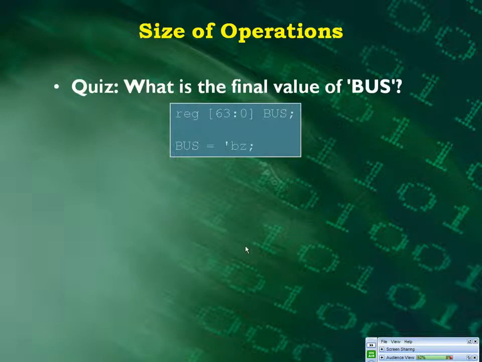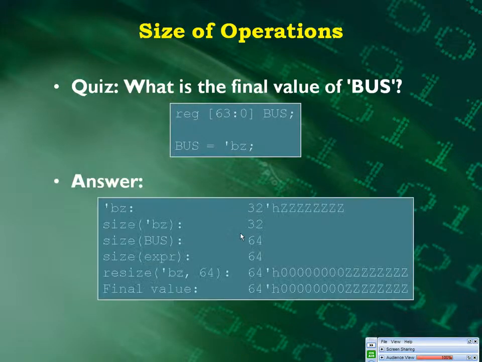All right. Here I've defined a bus, 64 bits wide, and I said bus equals tick BZ. So I want you to start thinking about what is going to be the final value of bus based upon what we've talked about in the past. Okay, so let's take a look at the answer. Remember that we did not put a size here, so the default size is 32 bits. So tick BZ is going to evaluate the same as 32 tick hex ZZZZ, and so on, where each Z is 4 bits.